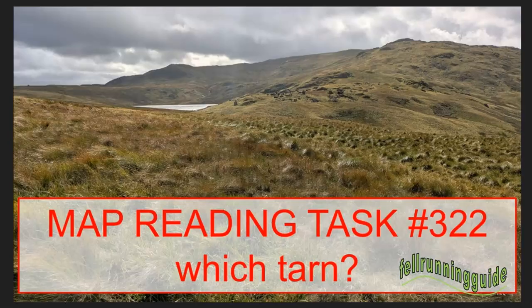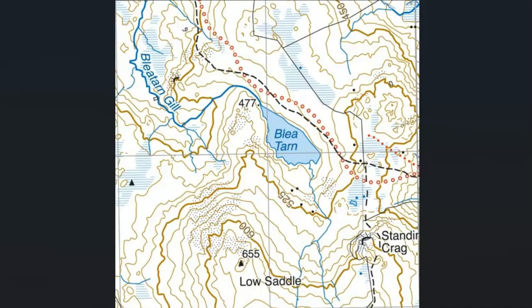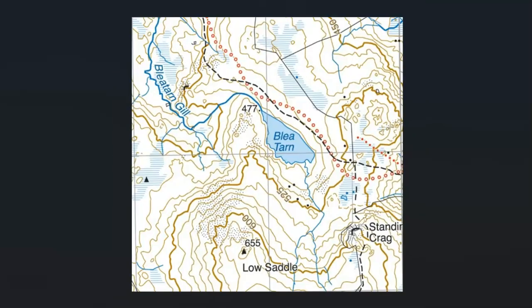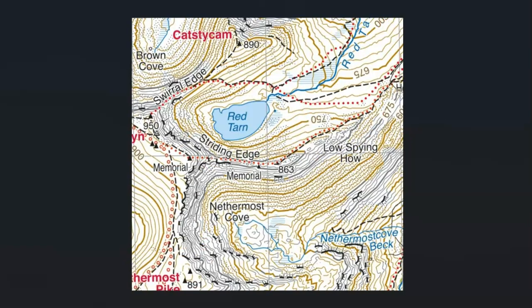Welcome to this week's map reading task. The task this week comes from the Lake District, and we're looking to identify this body of water, or tarn, as they're called in the Lake District. We've got three different possibilities on different maps. We've got Blee Tarn, Grisdale Tarn, and Red Tarn.